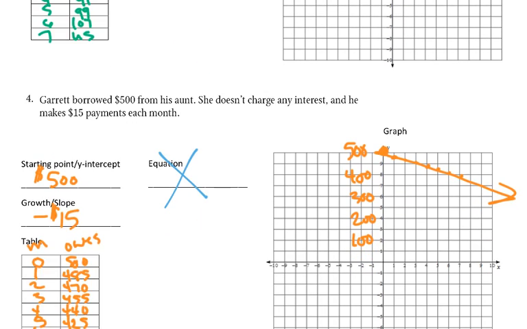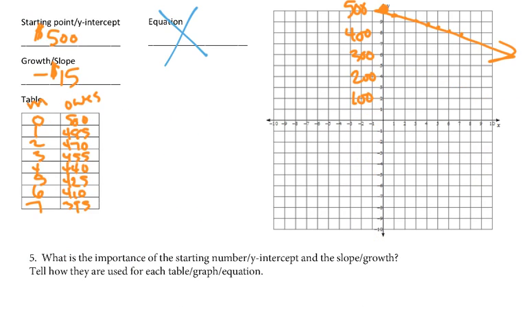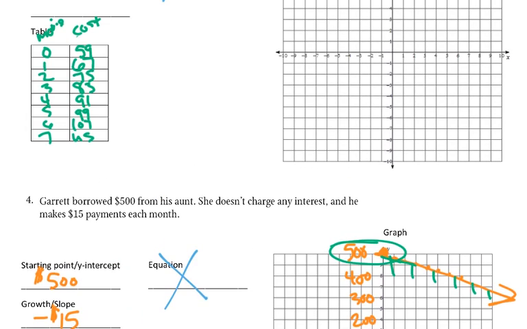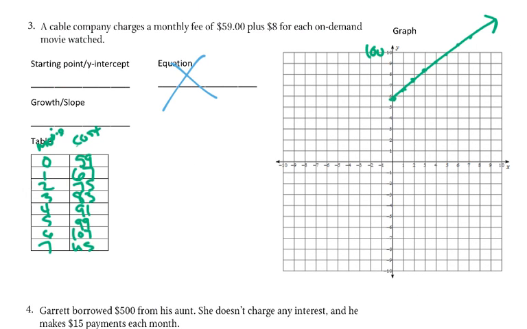All right, the last one, question 5. What is the importance of the starting number and y-intercept and the slope and the growth? Okay, how are they used in each table? Well, that growth we can see down the table. That growth we can see as we go up or down on the graph. Okay, that starting number, we see where we start on the table. Starting number is usually that y-intercept. So those numbers are extremely important in helping us do any of this stuff. All right, there we go.